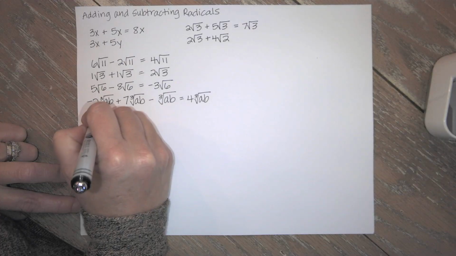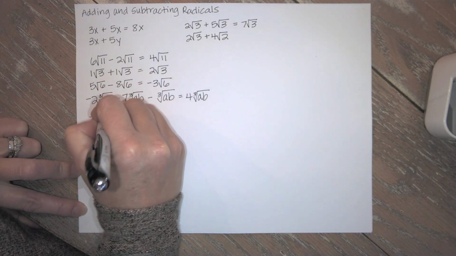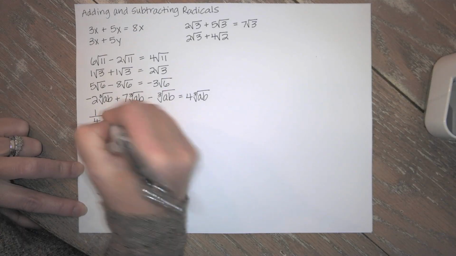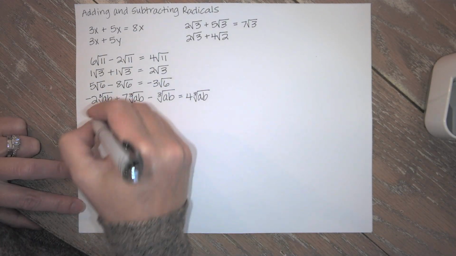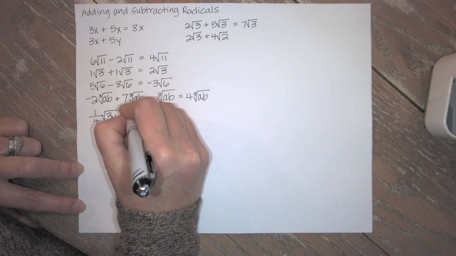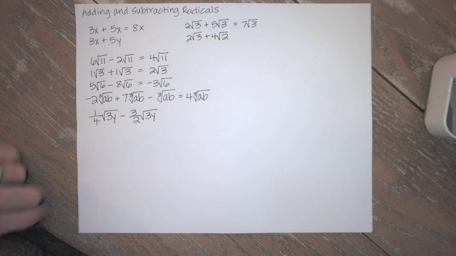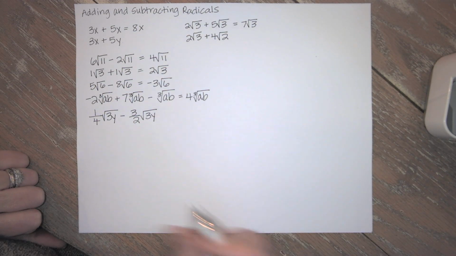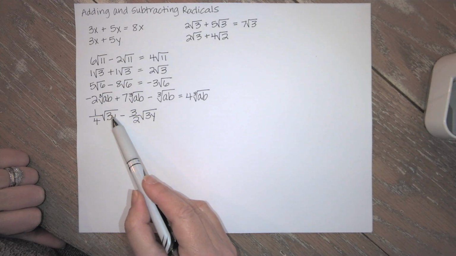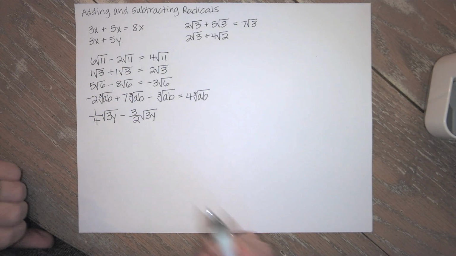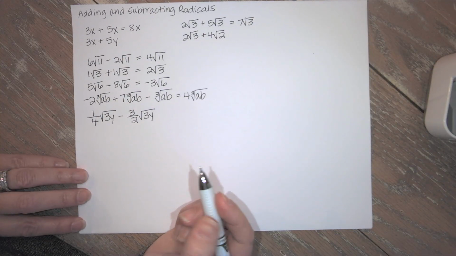Okay, one more and then we'll go on to something a little more complicated. Let's do one with fractions in it. If you have 1/4 square root of 3y minus 3/2 square root of 3y. Okay, these are like terms. They have the same thing under the radical in each problem, which is square root of 3y, square root of 3y. We can combine them, so we're going to subtract these fractions that are in the front.